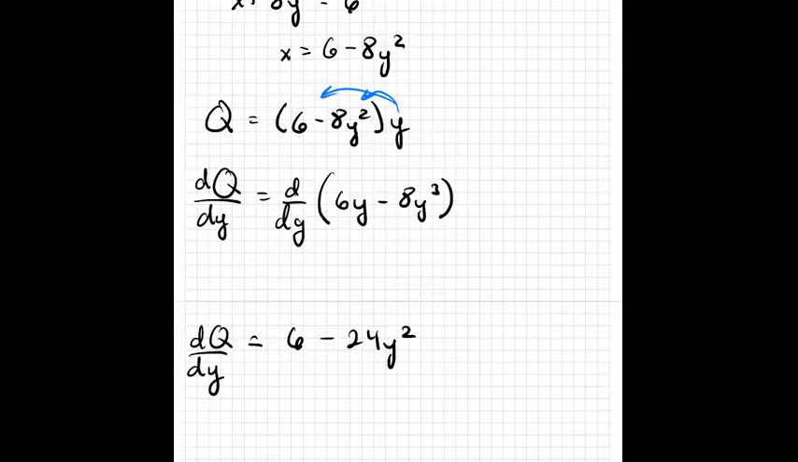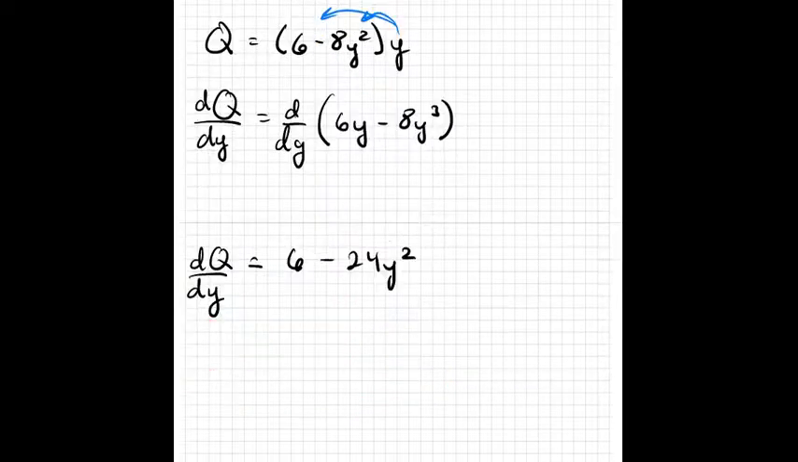So now if we're looking at the derivative, we need to find the max, right? The max is going to occur when this last function is either 0 or undefined. Since it's a polynomial, it won't ever be undefined, but it can be 0. So we're going to set it to 0 and solve. So we're going to have 6 minus 24y squared, setting it equal to 0.